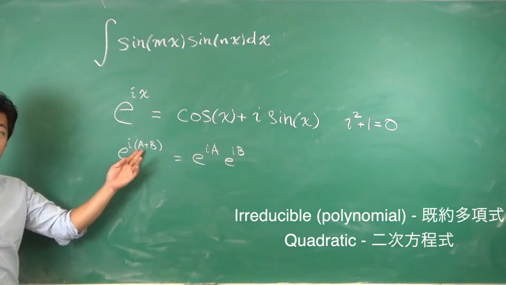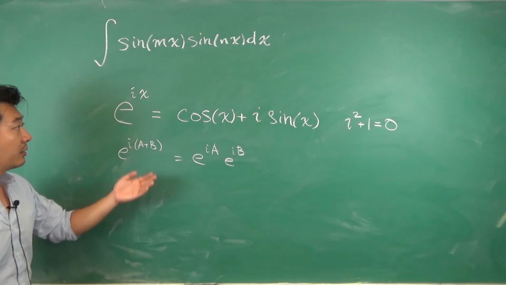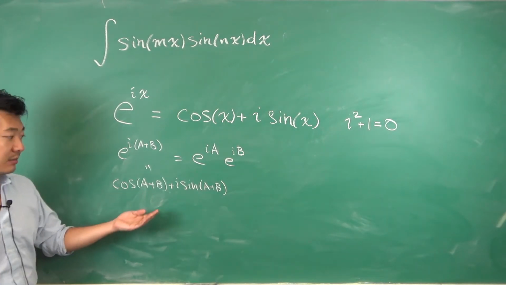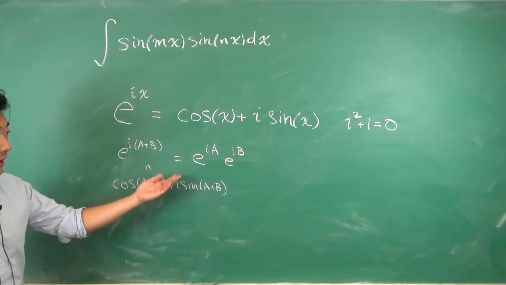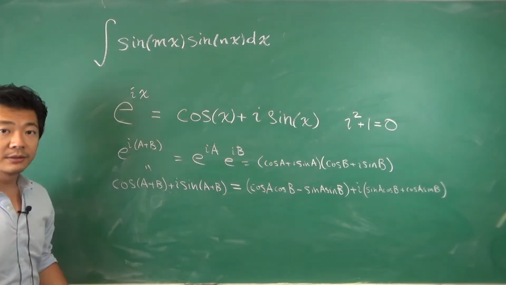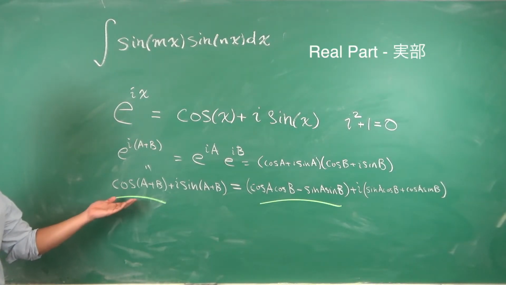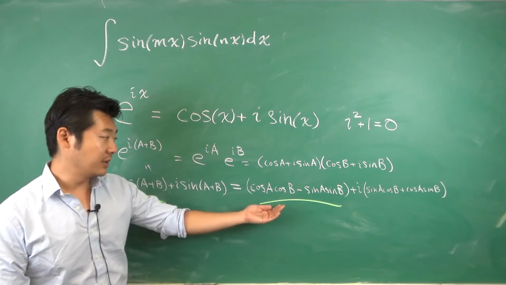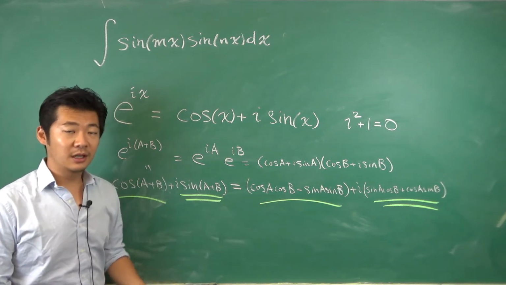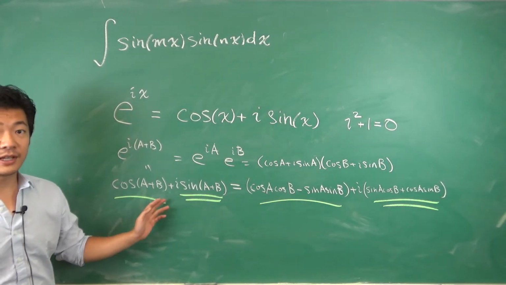So the sum in the exponent will split as a product of the base. But if we write this out, we'll get on this side cosine of a plus b plus i times sine of a plus b. On this side, if we write out the product, we'll get something like this. So now matching coefficients, the real part of this number, cosine a plus b, should be the same as this part. And the imaginary part, they need to match up. And so we get our angle addition formulas for sine and cosine.